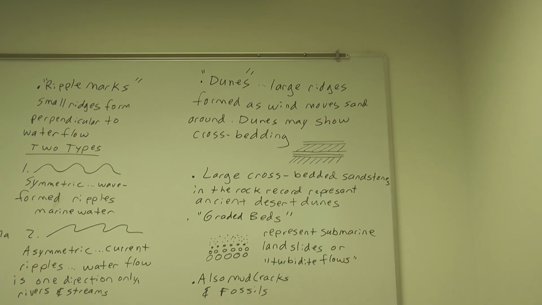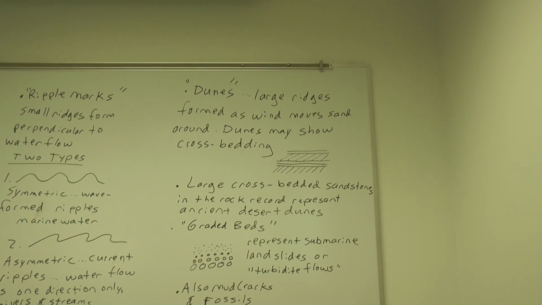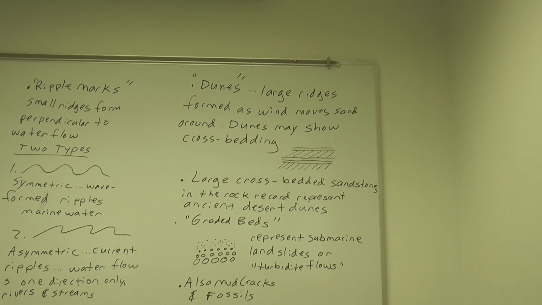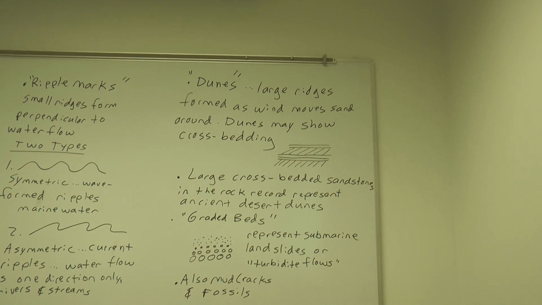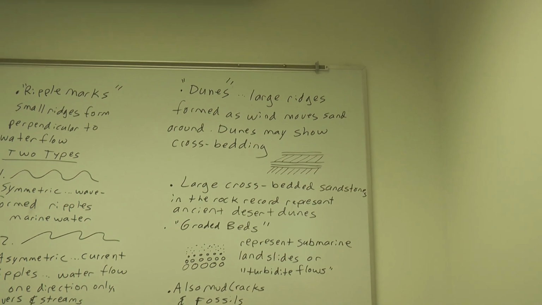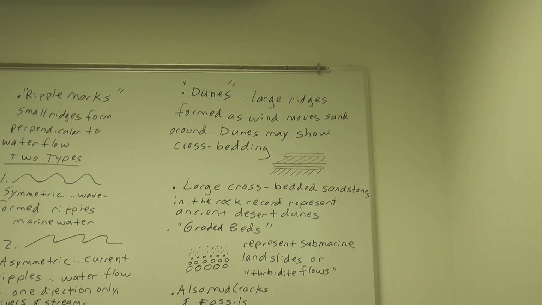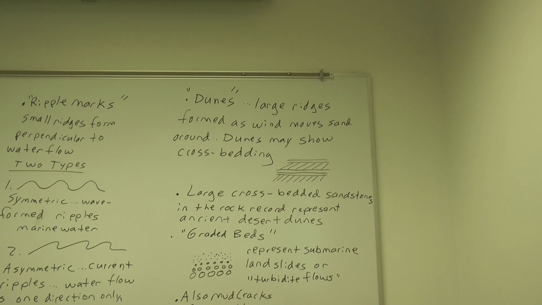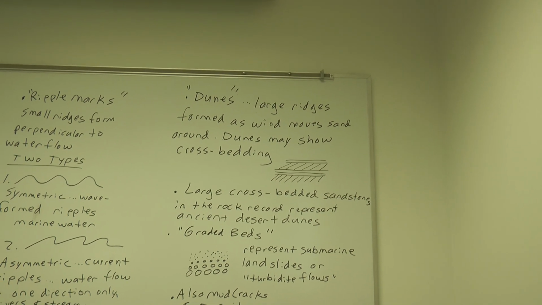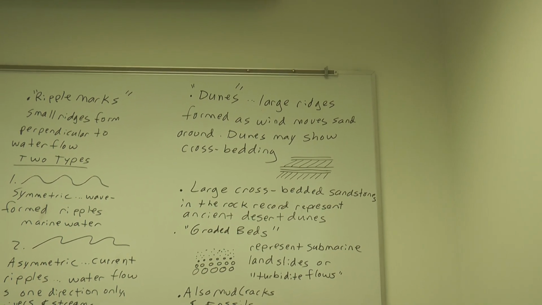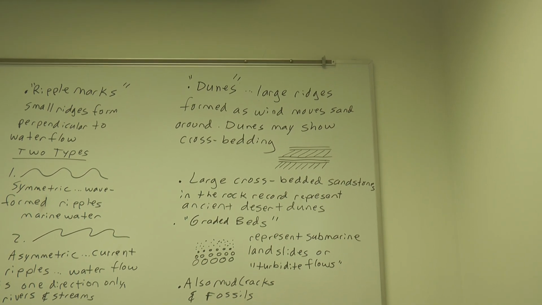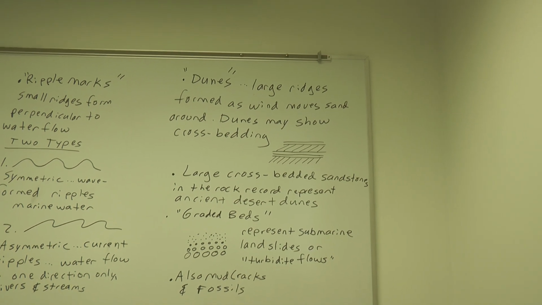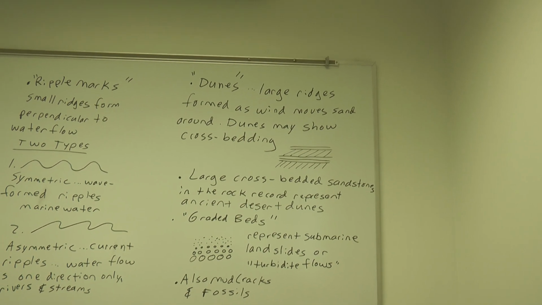Okay, so dunes are ridges like ripple marks, but they're much bigger. They're large ridges. So in the case of ripple marks, the ridges are small, millimeters to centimeters in height. In dunes, they're larger. They're tens of centimeters to meters in height. So these are large ridges in sand, and they form not from water, but from wind, as wind moves the sand around. Now, there are pictures of dunes in the narrated PowerPoint, by the way.